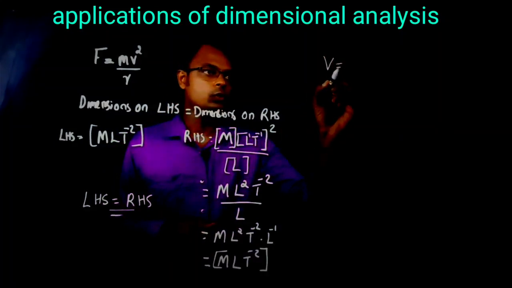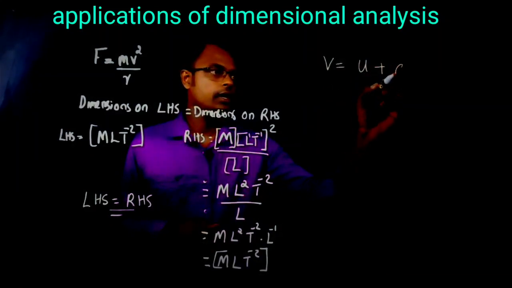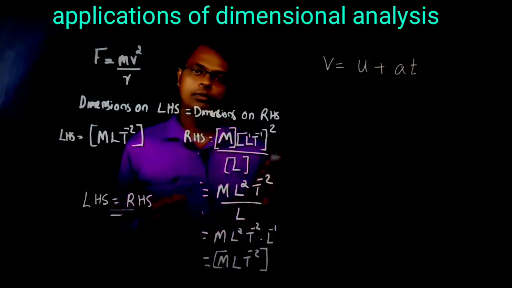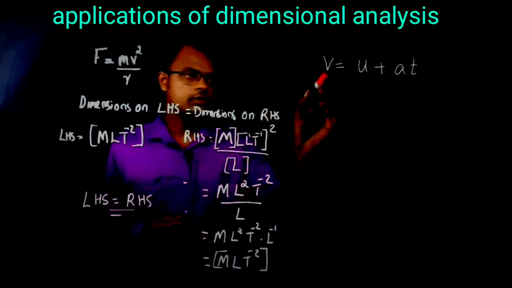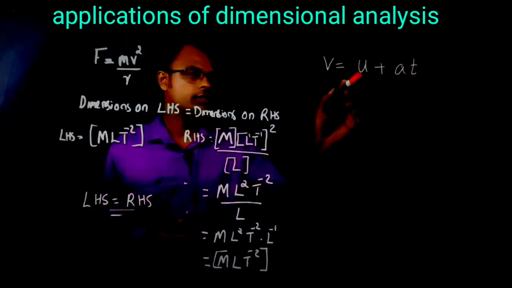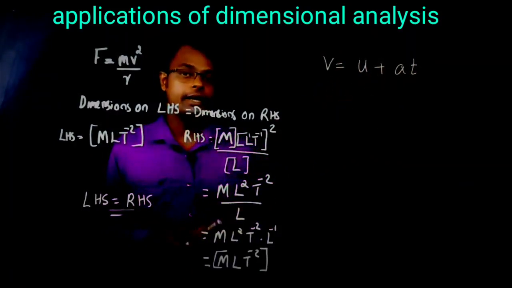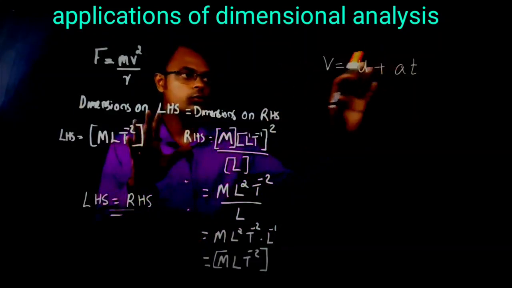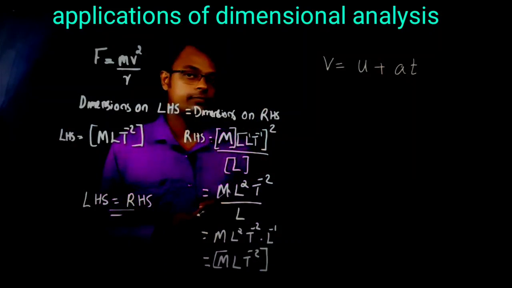V is equal to U plus A into T. Maybe you already know this equation. Here, V is the final velocity, U is the initial velocity, A is the acceleration, and T is the time. How do we prove that the given equation is correct or not? Once again, dimensions on LHS must equal dimensions on RHS.